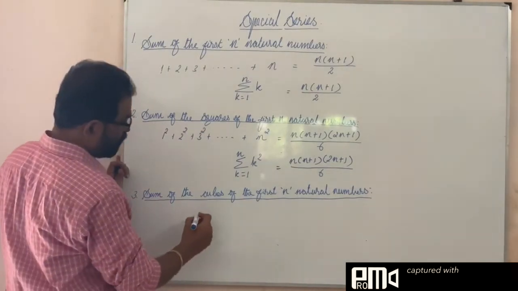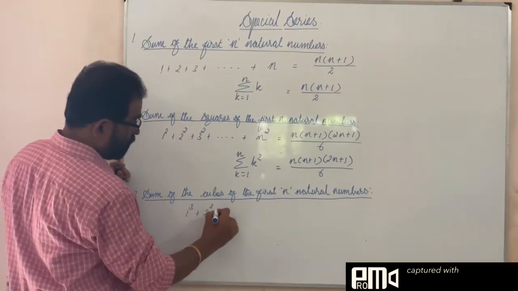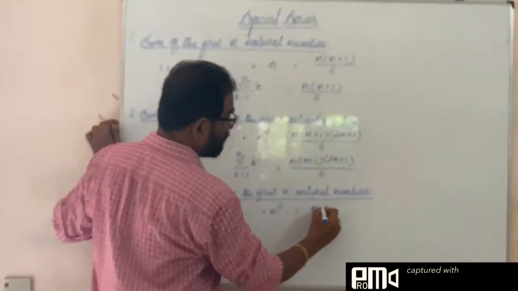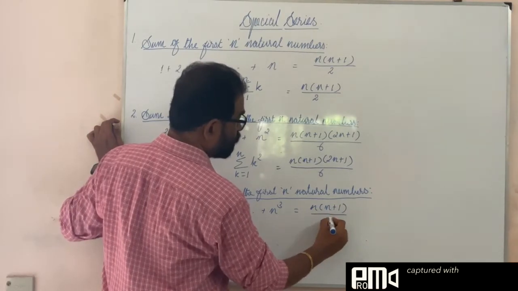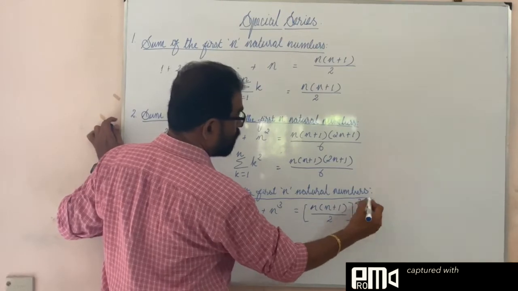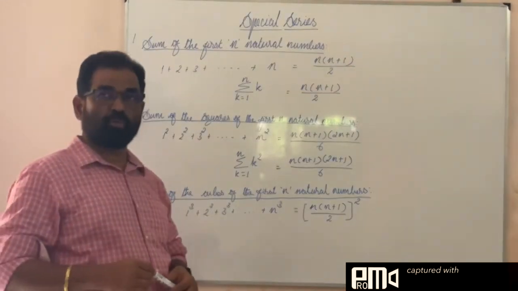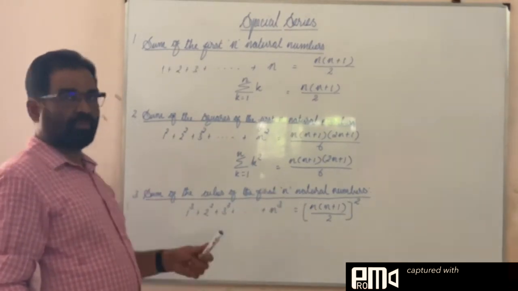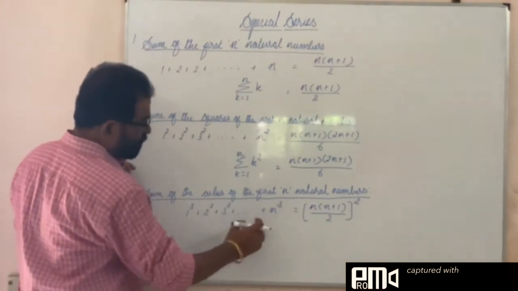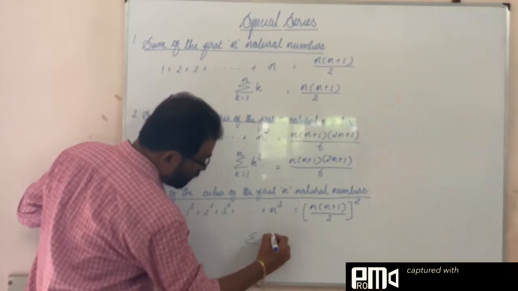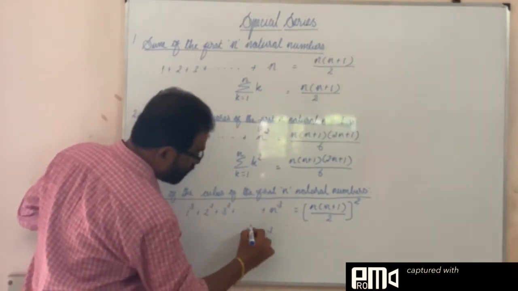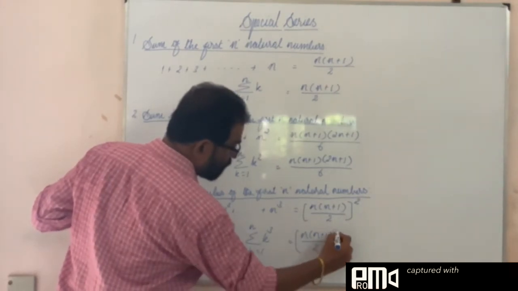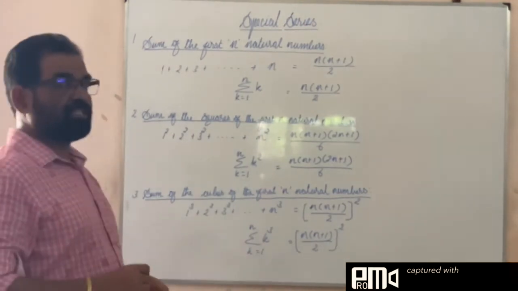And here, the sum of the cubes. Cubes means here it is 1 cube, 2 cube, 3 cube, plus n cube. And here the formula is n into n plus 1 divided by 2, the whole square. Here also we require mathematical induction, which is not there for you. So you just remember the formula, n into n plus 1 by 2, the whole square. The symbolical notation: sigma k cube, where k is equal to 1 to n, is equal to n into n plus 1 by 2, the whole square.